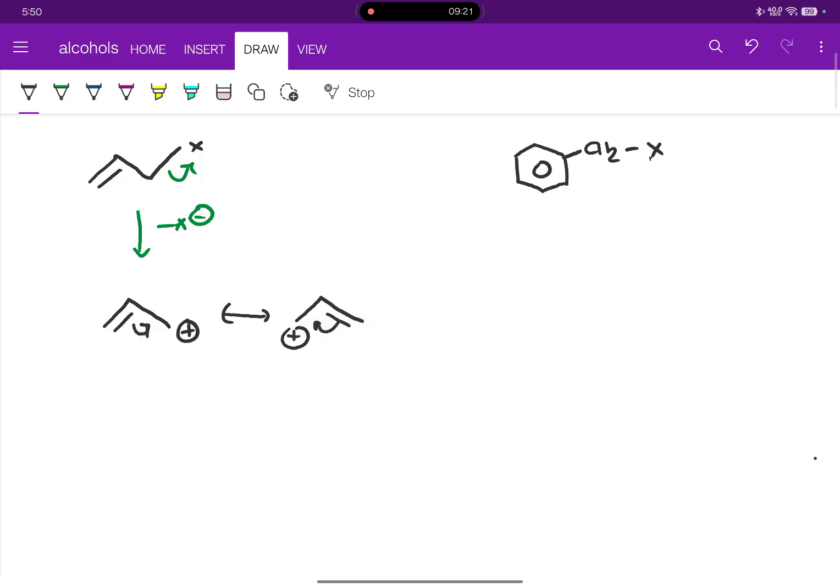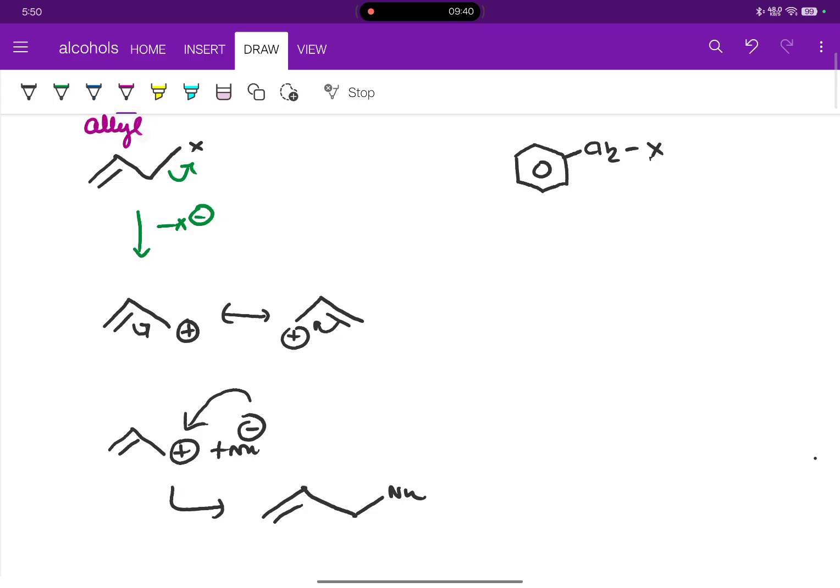So what will happen as it gets stabilized? Immediately, if there is an availability of a nucleophile to come and attack, it will immediately attack and form a product, because the carbocation is stabilized by resonance. Similarly, this is allyl. Please make a note. This is allyl halide. This is benzyl halide.